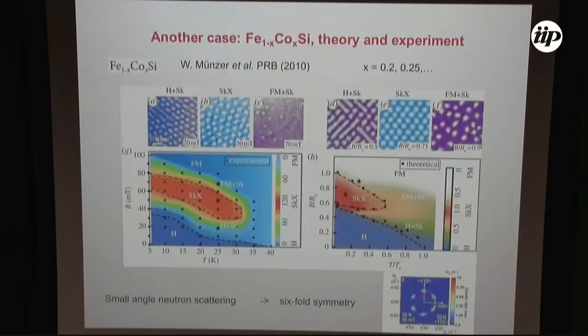And let me just move to a two-dimensional system, which was studied a little bit later, this compound here. And here you see a phase diagram, magnetic field versus temperature, and you see this skyrmion lattice state showing up in a very large region. These are theoretical studies using a minimal model that I will show you in the next slide, which has exchange interactions and Dzyaloshinskii-Moriya interactions, and essentially with this you can cook up these kinds of phase diagrams.